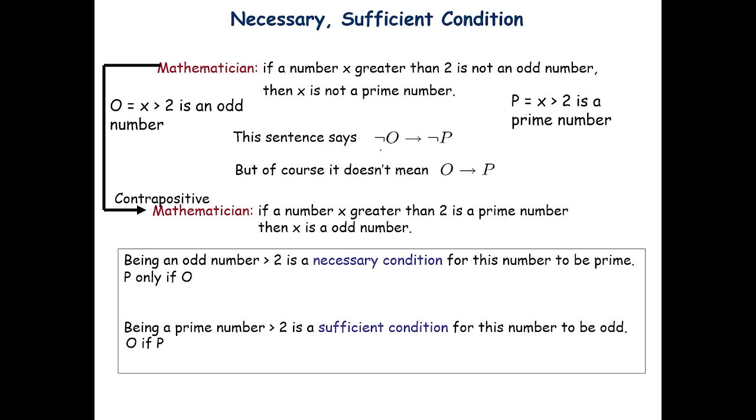So the sentence says, yep, it does not mean that. Yep. The contrapositive is P implies O. If it's a prime, it's an odd. Yep. Being an odd number greater than 2.